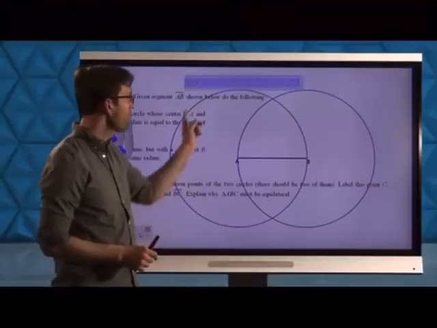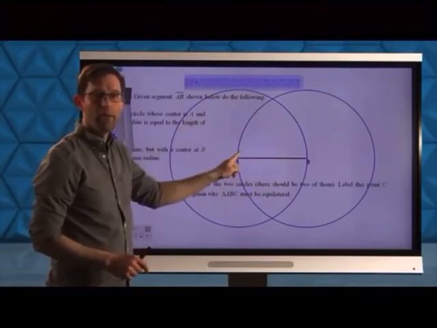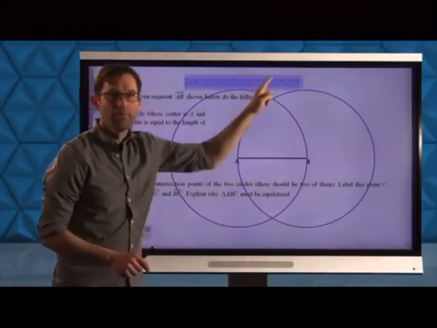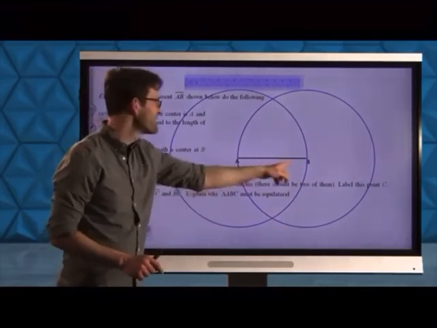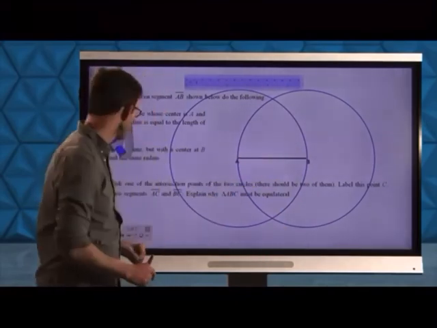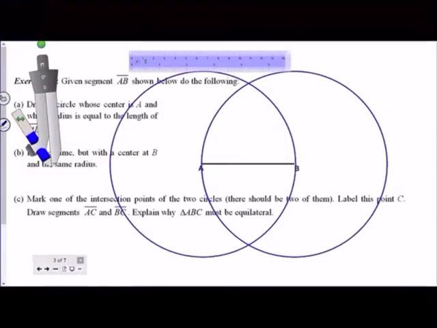But I'll draw my circle around like that, collapse my compass some, and put it off to the side. Now keep in mind again, all the points on this circle lie a distance of AB away from A, and all the points on this circle lie a distance of AB away from B. Letter C says, mark one of the intersection points of the two circles, label this as point C. So I'll label that one.